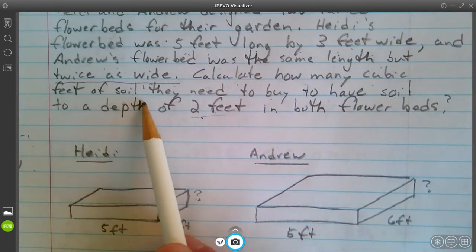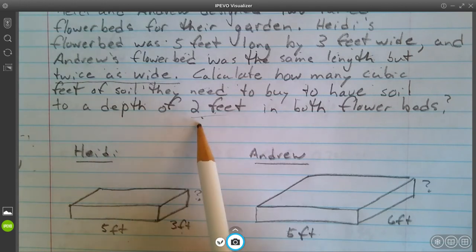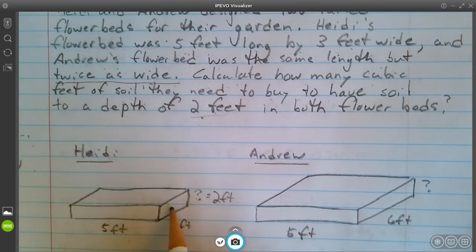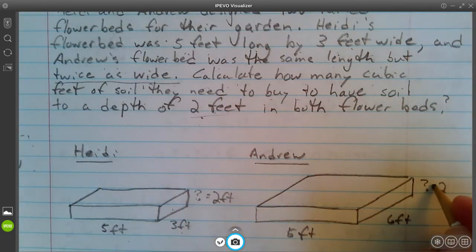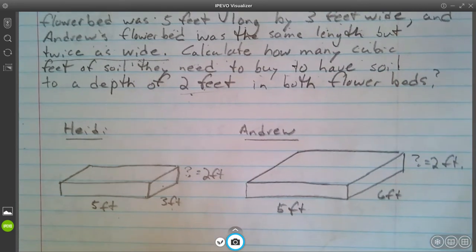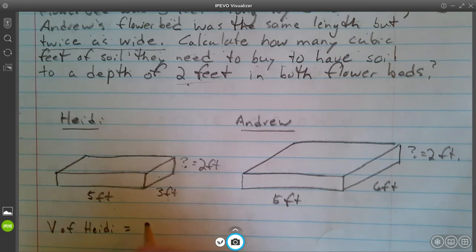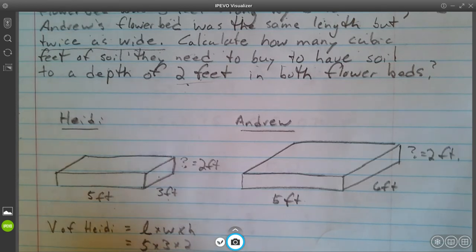Calculate how many cubic feet of soil they need to buy to have soil to a depth of 2 feet. Okay, so a depth of 2 feet, that means that this is 2 feet. So 2 feet here, 2 feet here. All right, so now I can find the volume of both of them and add them up. Okay, so volume of Heidi's flower bed is length times width times height. So 5 times 3 times 2, 15 times 2, that's 30, and this would be cubic feet.